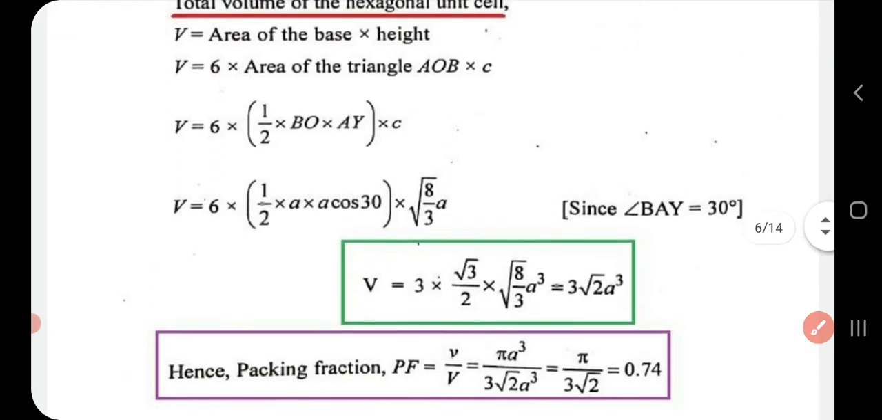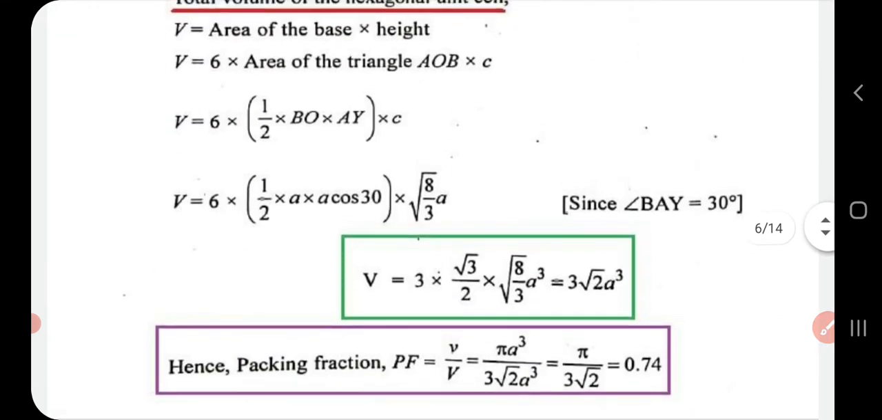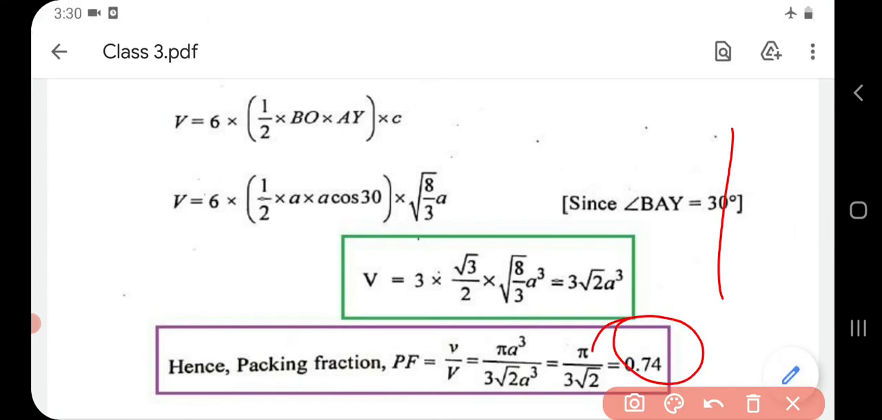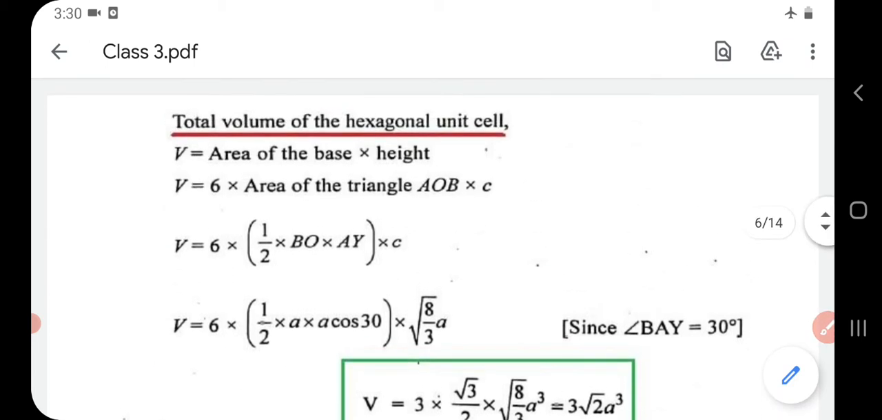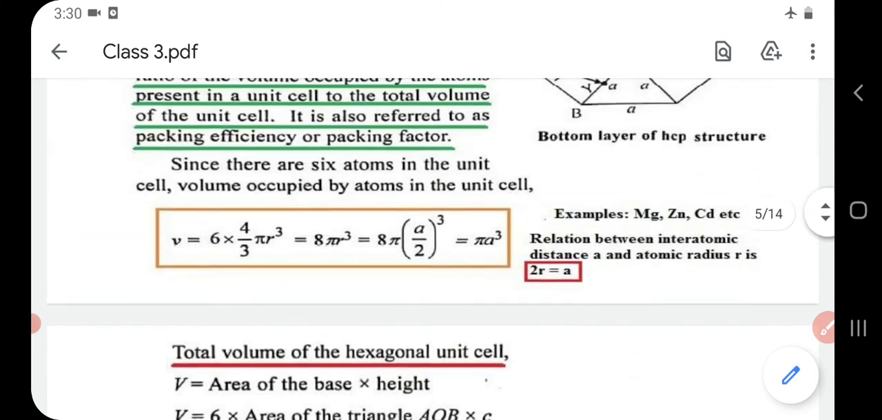Now here, see the packing fraction, what I told, it is written 0.74. Then here they have derived how that packing fraction 0.74 is obtained. The derivation is like this. Total volume of the hexagonal unit cell is base area into height. That is equal to 6 into area of triangle AOB, since it is hexagonal.